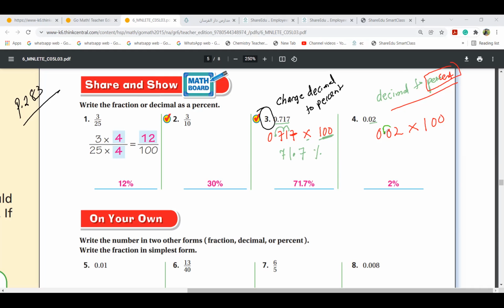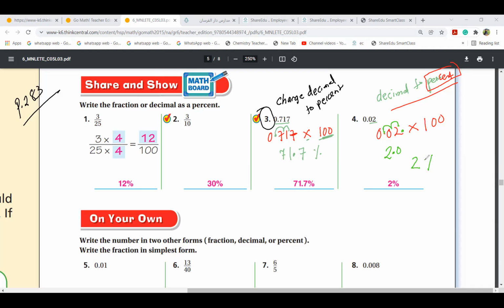To the right. Okay, 2 places. So the point comes here, 2. That's why your answer is 2.0, which means 2. Your answer is 2%. What is your answer? 2%. Okay, it is 2%.